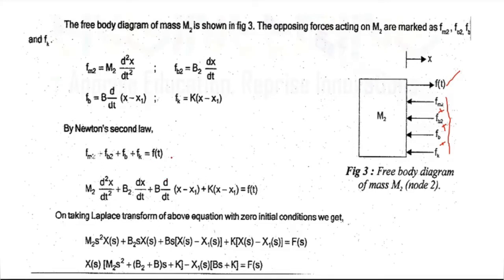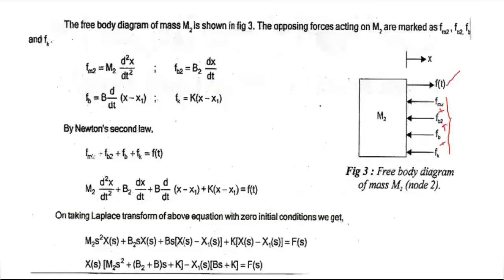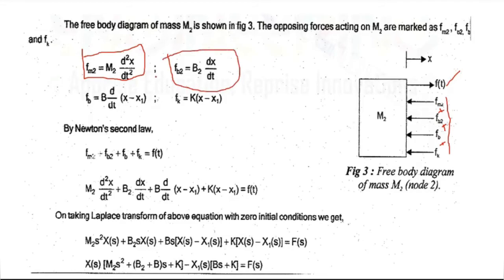Now apply all the equations. One thing you must remember is that Fm2 is m2 into d square. What is the displacement here? d square x by dt square. Fm2 is m2 d square x by dt square. Fb2 is b2 into dx by dt.